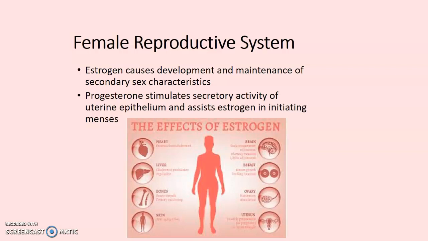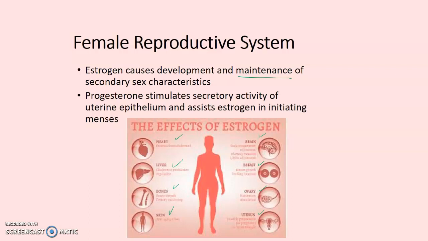So estrogen in itself does help support a pregnancy. It supports the developing embryo. But in addition to that, estrogen causes changes in the development of secondary sexual characteristics of females and the maintenance of those characteristics. So, and I'm sorry this looks a little fuzzy, but the heart, the liver, bones, skin, the brain, breast, ovaries, and uterus all respond to estrogen as it's being made by the ovaries.